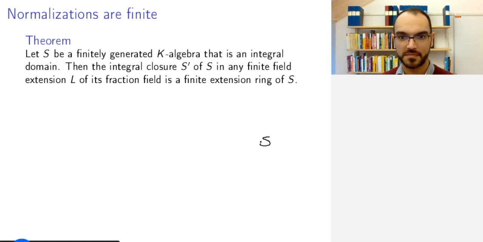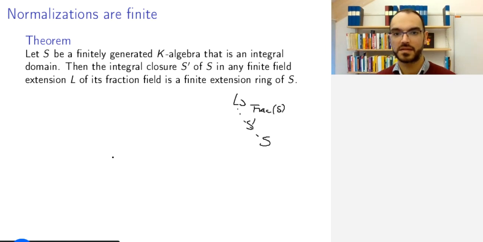So we have here S, and we have the fraction field of S. What we want to show is that if we take S prime, the integral closure in the fraction field, then it is a finite extension ring. We will have to show something more in order for the proof to work. We will have to show that if we take any slightly bigger field L, and we look at the integral closure of S in L, then this will be a finite extension ring over S.